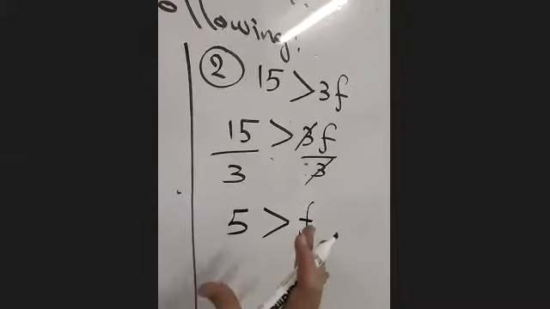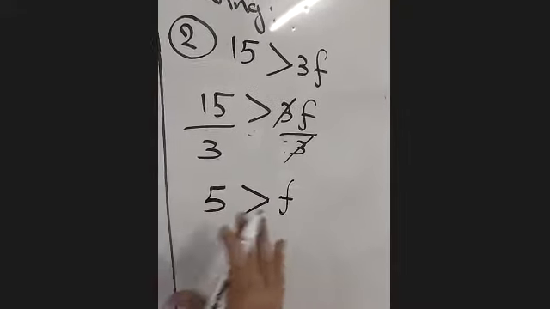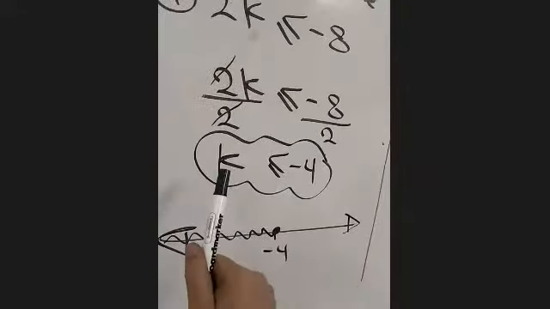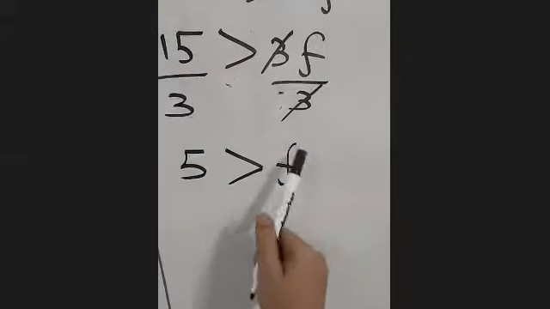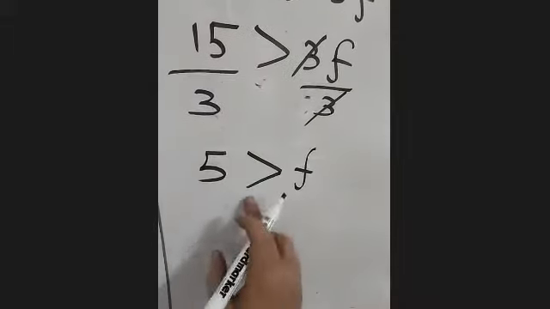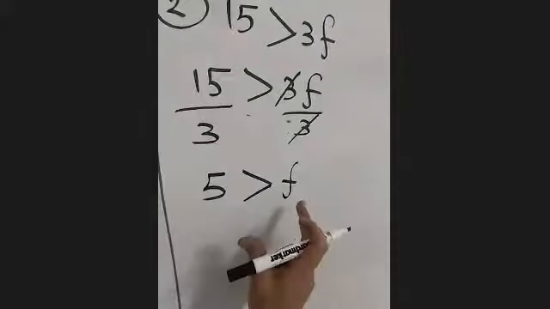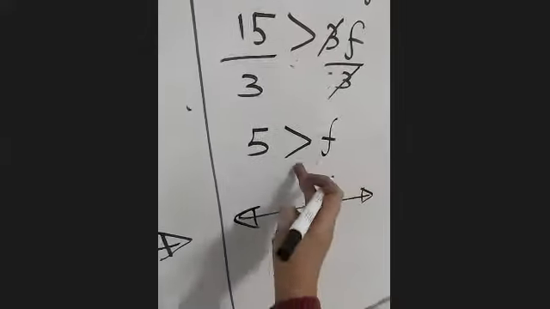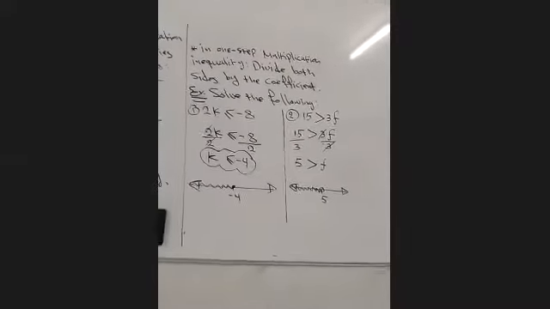Let's read it, guys. We said before, we always read from the variable. Here, we read it k less than or equal to negative 4. Here also, I will read it from the variable: F less than 5. Do not read it as F more than 5. We talked about this before. So F less than 5, and let's graph it. Here, the 5, open circle, and less than, also to the left. This is how we do it, guys.